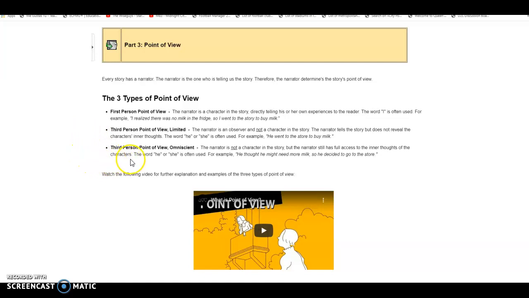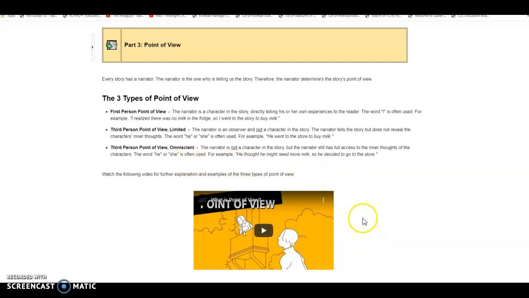You also have another type of third person called omniscient. And in that case, the narrator again is not a character in the story, but this time the narrator can see into the mind of all the characters if the narrator wants to and tell us what they're thinking. Sometimes the word omniscient is used a lot to describe God. When they say God is omniscient, they mean God is all-knowing. And so the narrator in a third-person omniscient story is all-knowing.